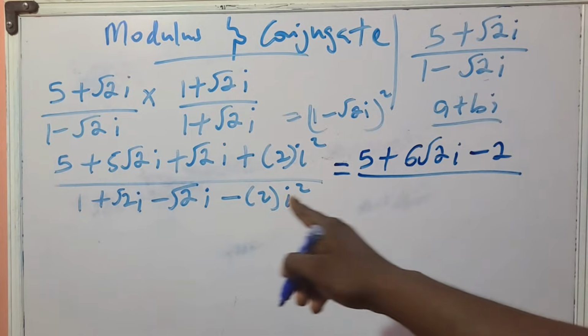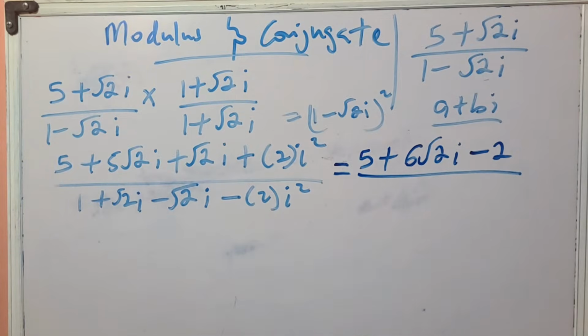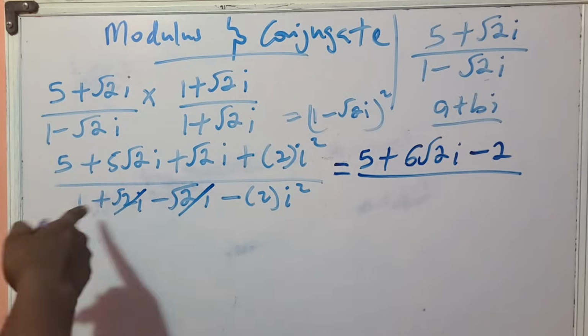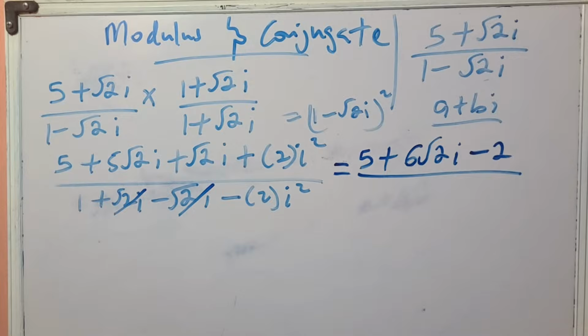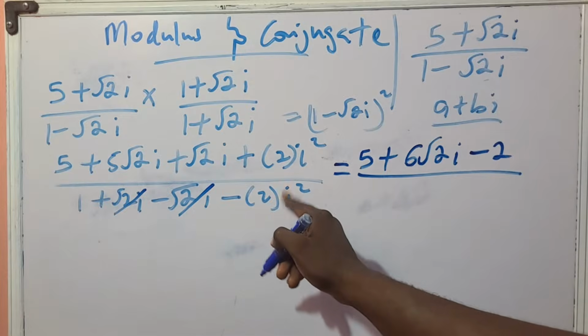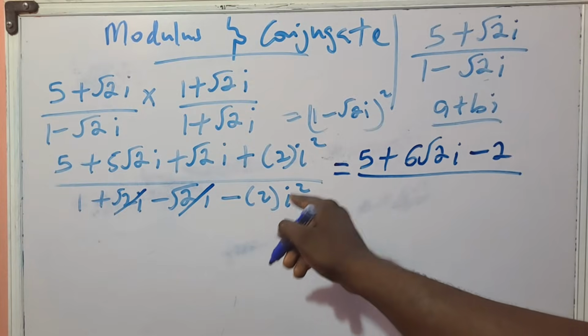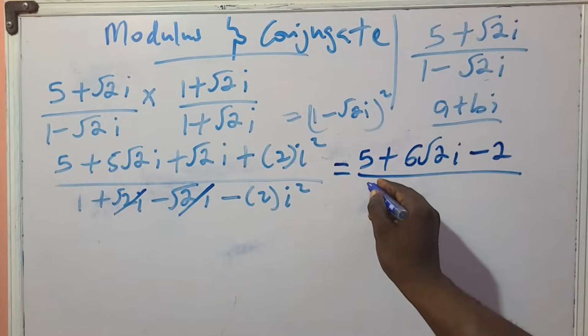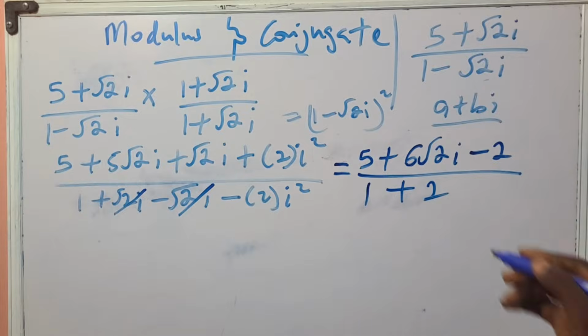This will be over... So what we have here, of course, look at what we have here. This and this will cancel out. And then we'll be left with 1 minus, in this case now, this is i square. This will turn to -1. Don't forget, i square is always -1. So this is -1 times -2. So that'll be 1 plus 2.